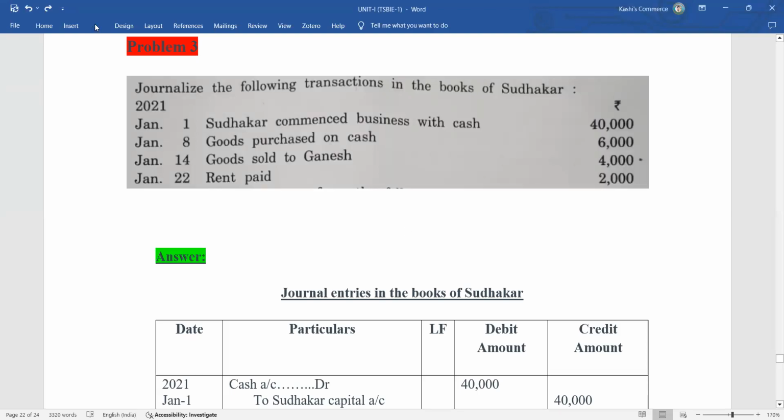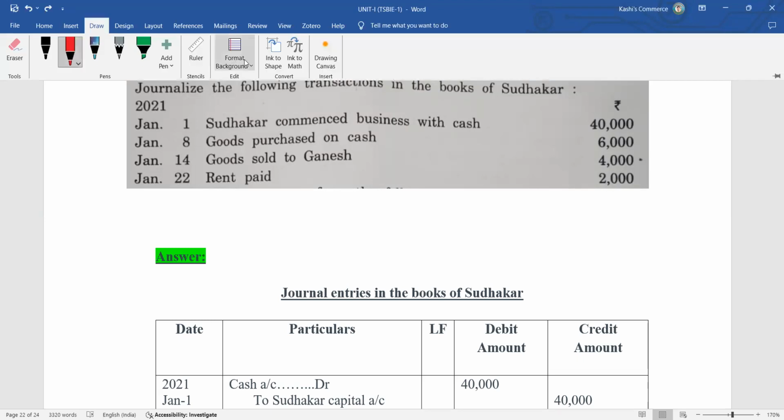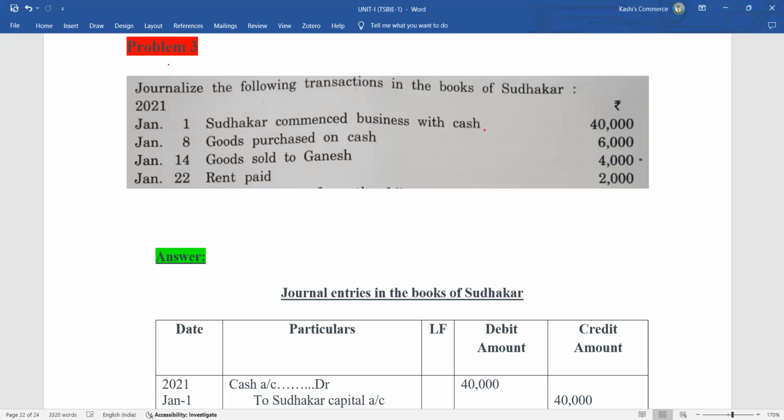Hello students, we are discussing general entries problems. Problem number 3. Look at the problem. Generalize the following transactions in the books of Sudhakar. This is the most important. We have to put the title general entries in the books of Sudhakar. For that reason, we have to read the question. Here it is asking to generalize these transactions in the books of Sudhakar.